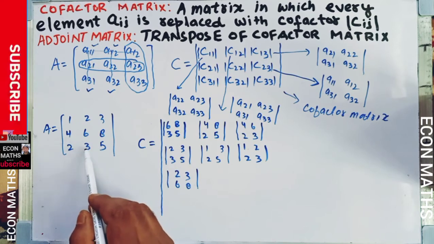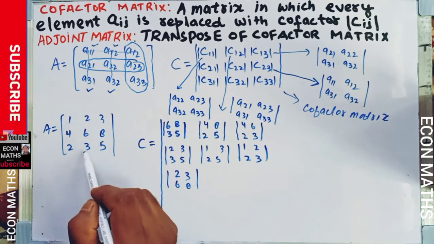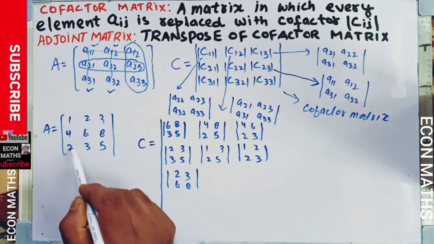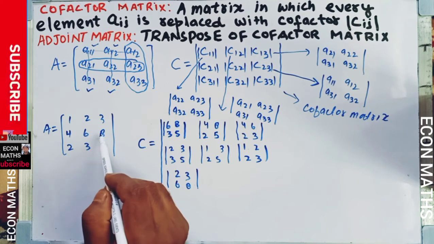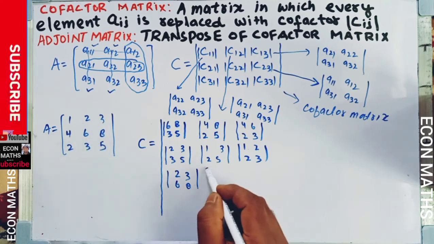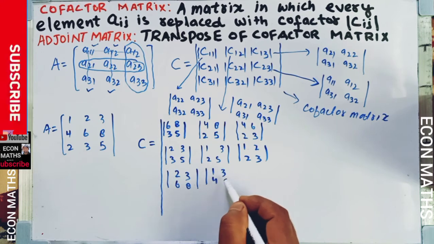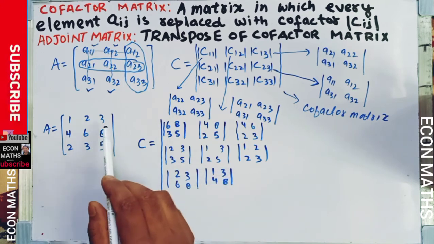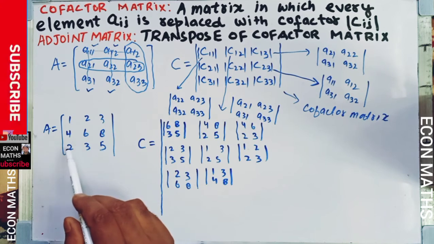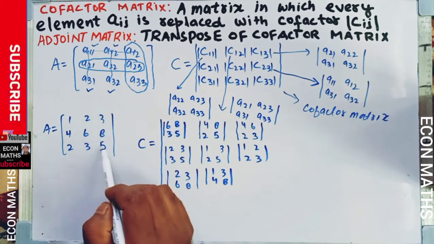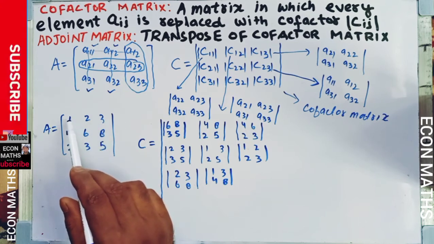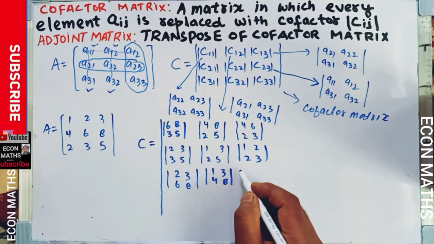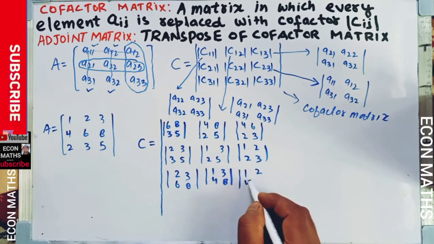Now similarly here 3 appears in the third row and second column. I delete the third row and second column, and take the determinant of the remaining elements. Here it is 1, 4, 3, 8. So I will write here 1, 4, 3, 8. Similarly the last element is 5. It appears in the third row, third column. So I will delete this row and column. Now I will get 1, 2, 4, 6. So I will write here 1, 2, 4, 6.